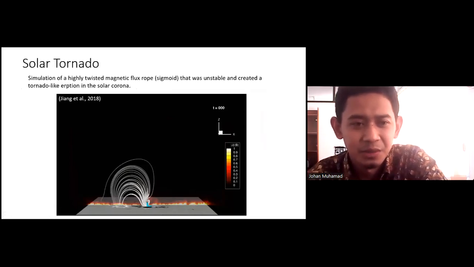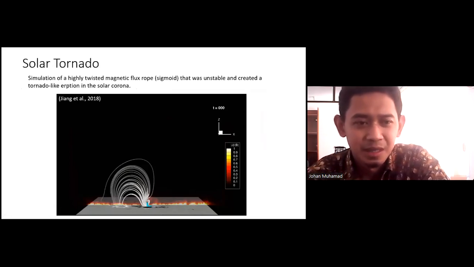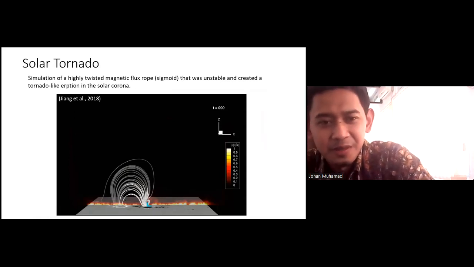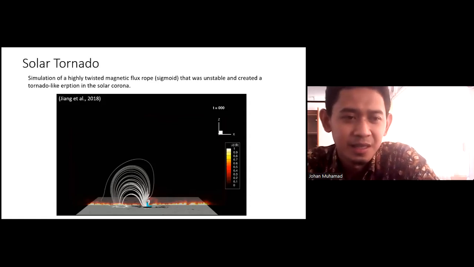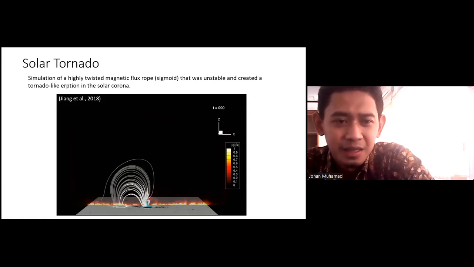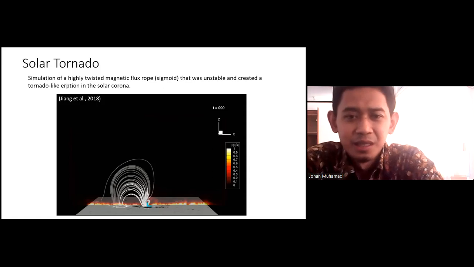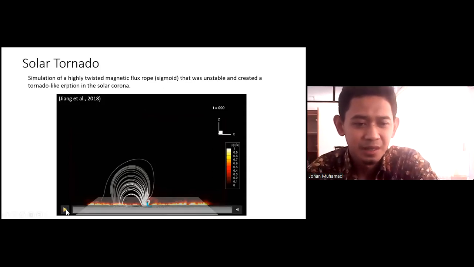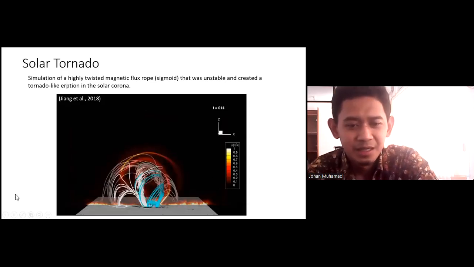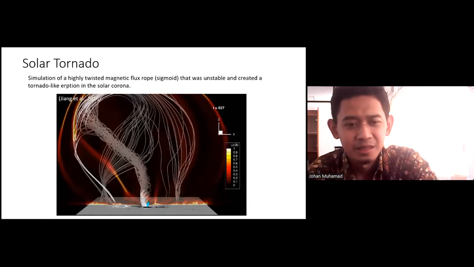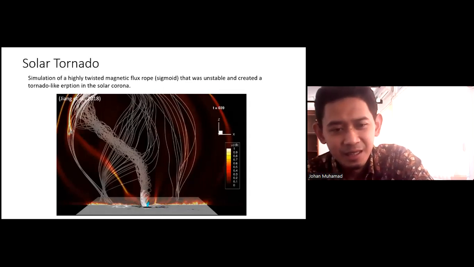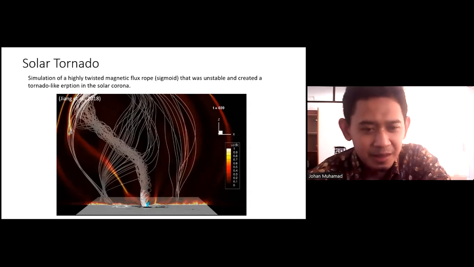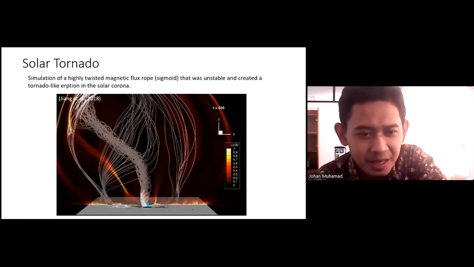Also, it is interesting that Jiang et al. 2018 tried to simulate the solar tornado, which they claim to observe in the Sun. This simulation shows a highly twisted magnetic flux rope or sigmoid that was unstable and created a tornado-like eruption in the solar corona. You can see that at the beginning, it's very simple magnetic field lines, and then a very highly twisted magnetic flux rope is realized, and then an eruption happens.